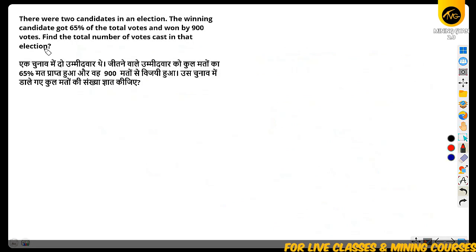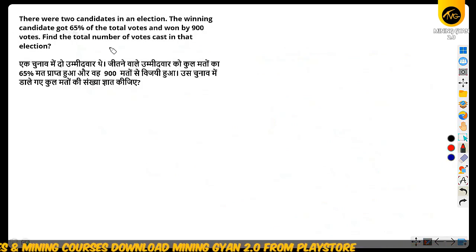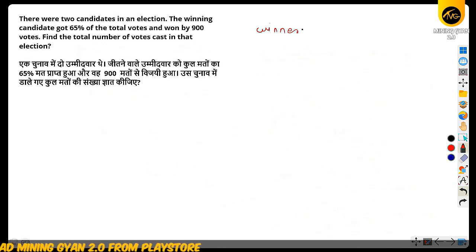Now the union based solution. This is also a similar kind of question, to use the traditional method to find the percentage. Like there were two candidates in an election. The winning candidate got 65%. So the winner got 65% of the total votes and won by 900.